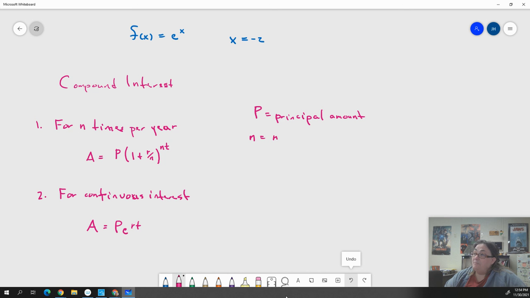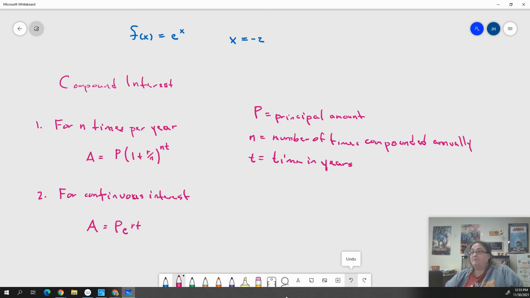N is number of times per year compounded. Compounded annually, right? T is the amount of time you leave it in years. So if it's 6 months, it's 0.5 years, right? If it's 25 years, it's 25.